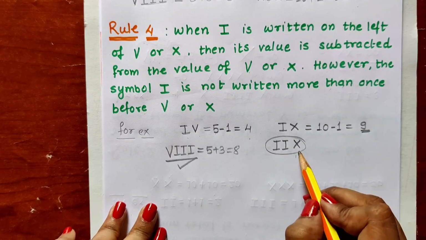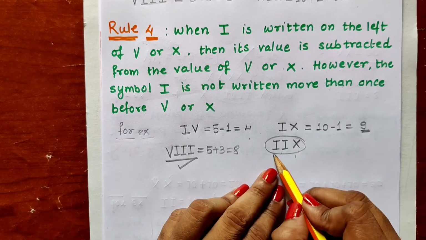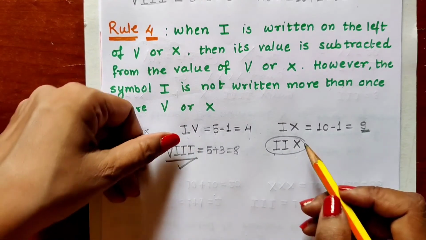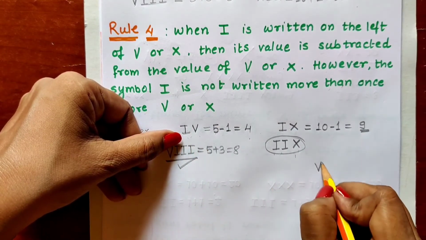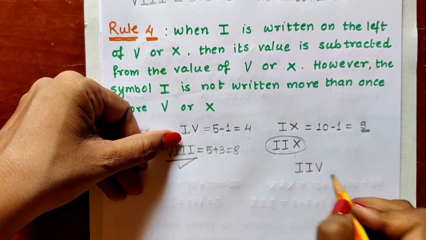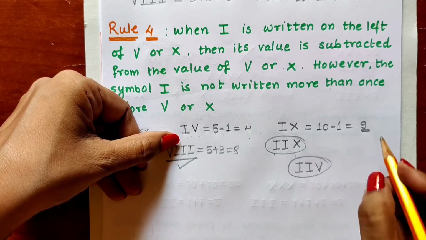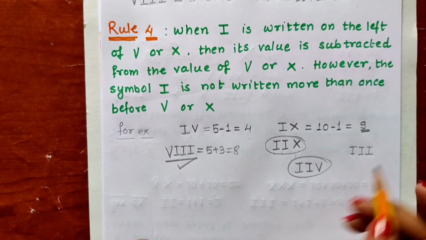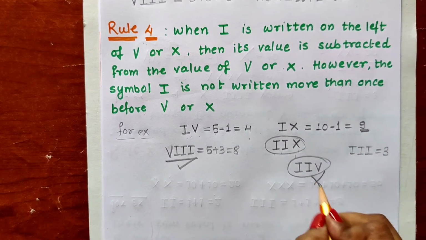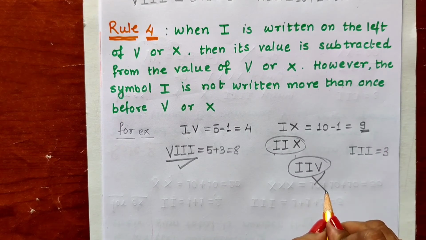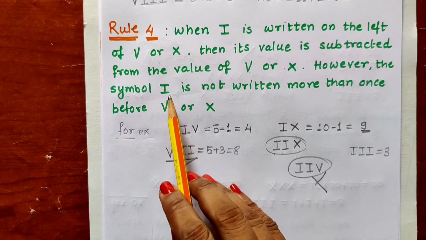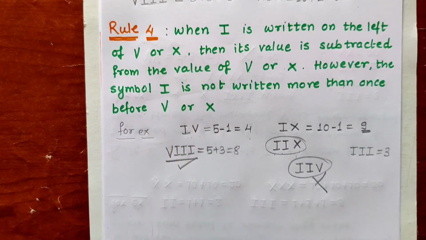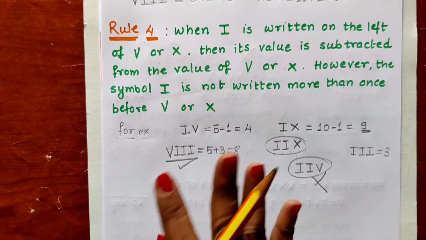This is wrong. We cannot write I 2 times on the left hand side of X or on the left hand side of V. If you want to write 3, you should not write IIV. Okay, this is wrong. For writing 3, which symbol should be used? III. It is equal to 3. The other symbol should not be used for writing 3. Are you understanding? So, we should not repeat I 2 times on the left hand side of V or X. So, this is rule number 4.